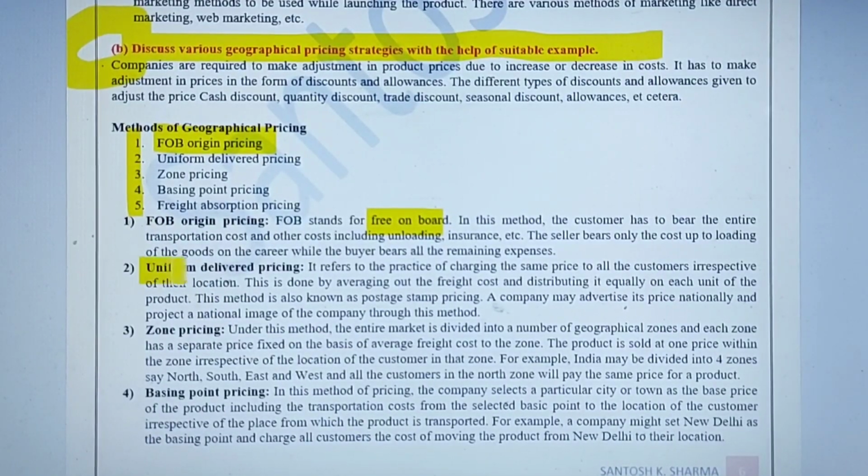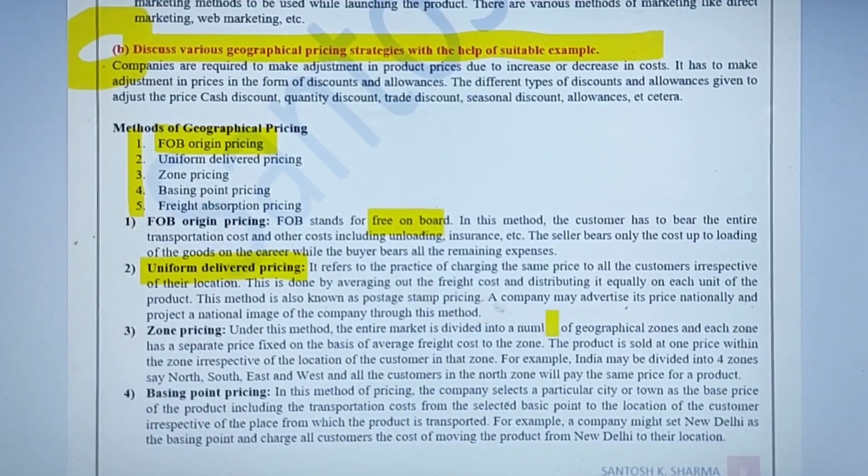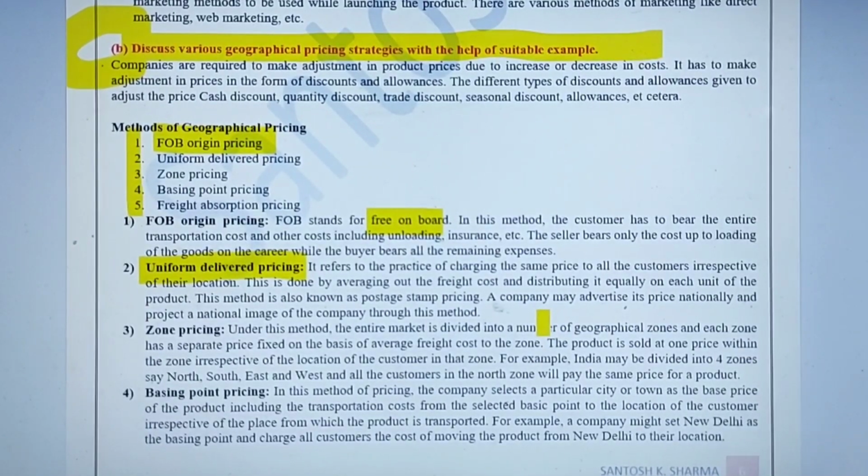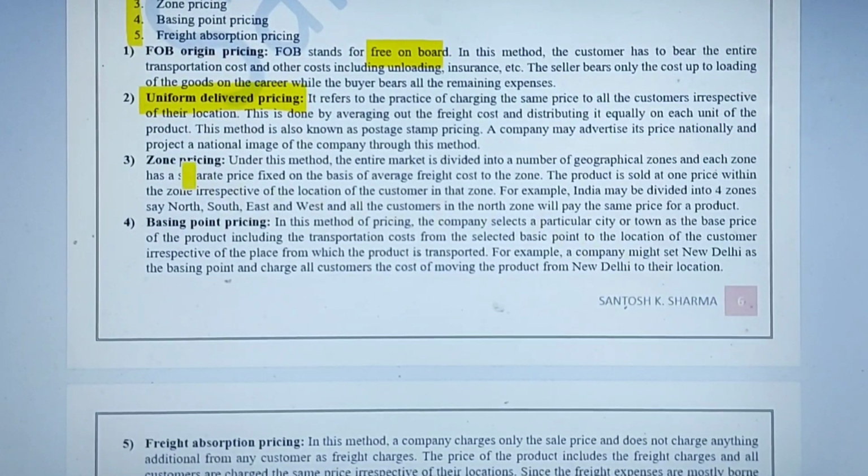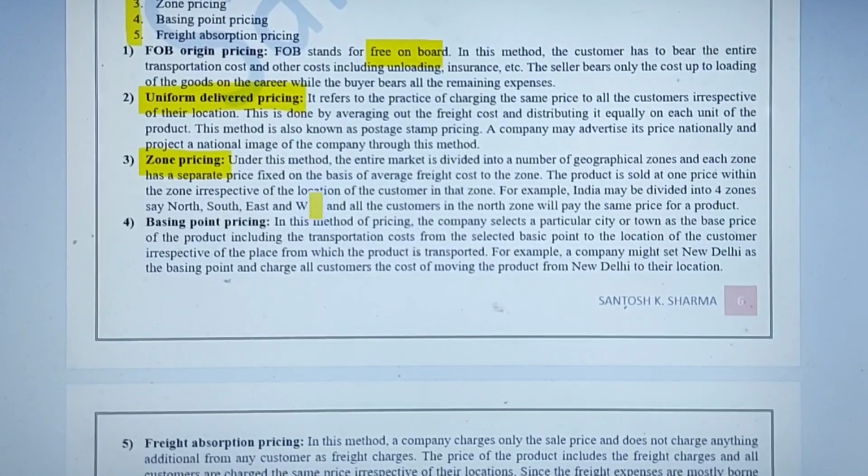Then we have uniform delivered pricing. That means the pricing to all the customers is the same, irrespective of the region. Then we have zone pricing. Different zones have different prices. Like for example, in India we have North India, South India. So the prices of the product can be set according to the different zones. So the company can divide a particular country into different zones and does the pricing.